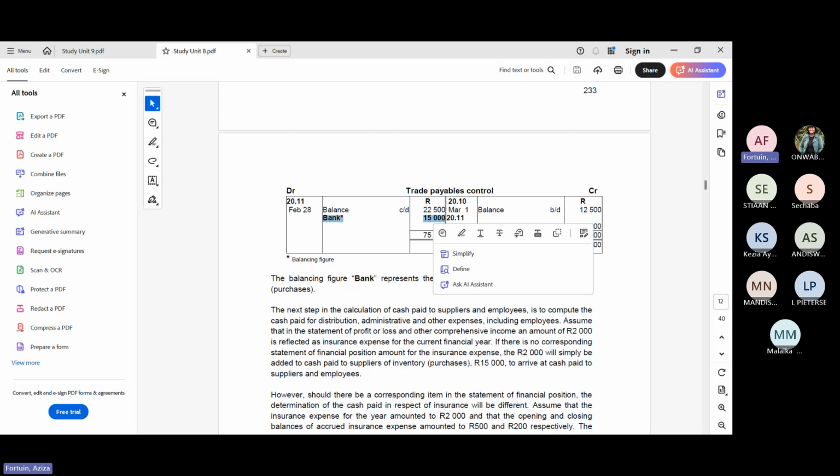Remember, this is the contra account, bank, of the trade payables. With trade payables, you must be paying money out of the bank. So purchases. If you look at this now and you study it, it will help you. So how much exactly are we paying here? Is it 22,500 or the 15,000 or the 75? The 15,000. It looks like you guys are struggling to read the accounts.